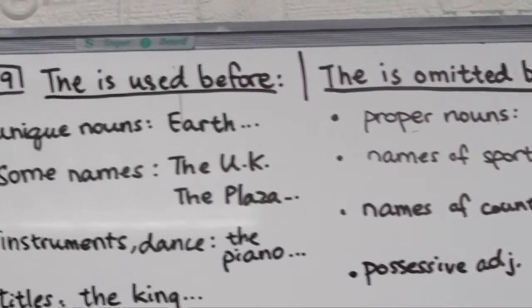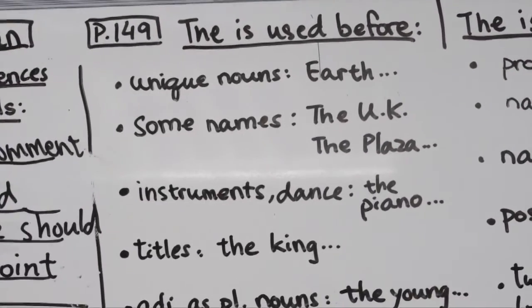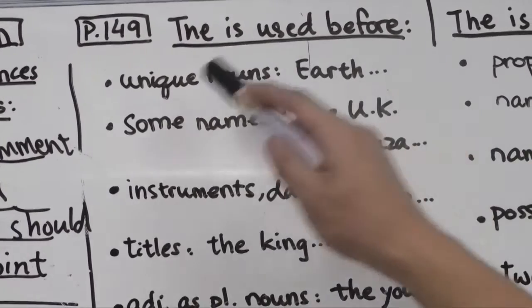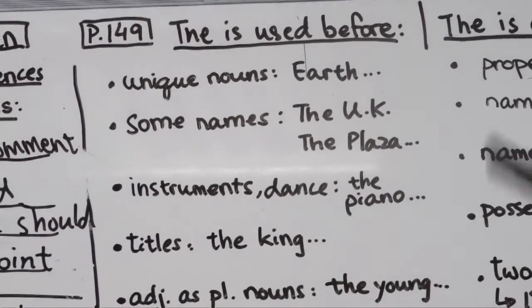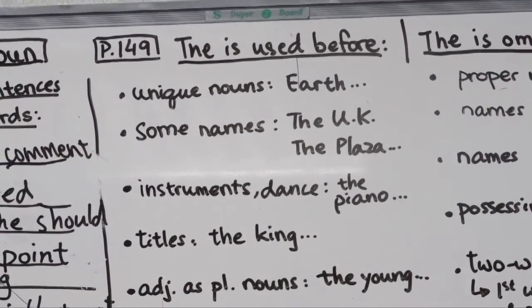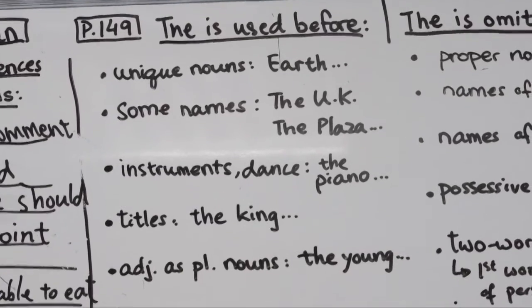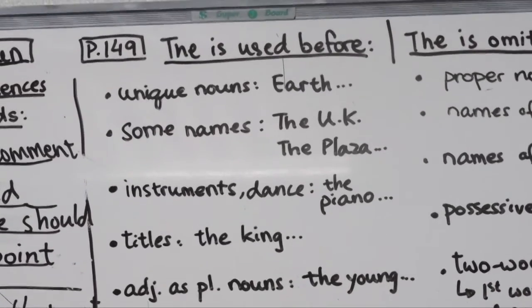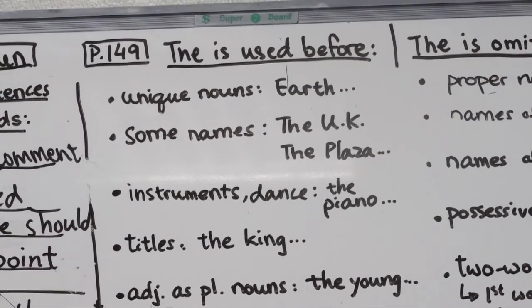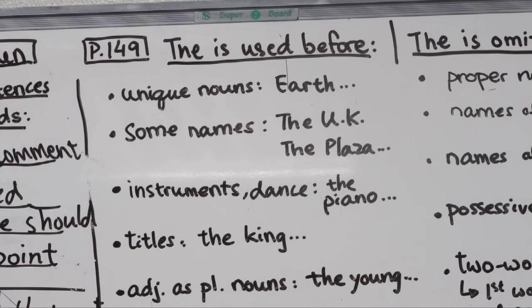All right, so when is the used, okay? It is used before many subtopics, or subtitles, okay? So first is the unique names. Unique. What does unique mean? Un usually means one, right? So unique here means one of a kind, okay? One of a kind. So Earth, there is only one Earth.